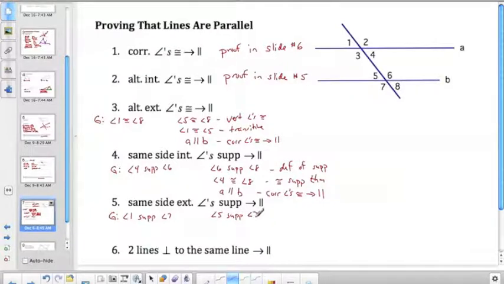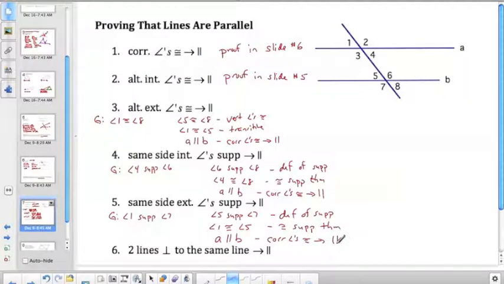Definition of supplementary. If angles 1 and 5 are both supplementary to angle 7, then angle 1 is congruent to angle 5 by the congruent supplement theorem. And angle 1 and angle 5 happen to be corresponding angles. And we know that when corresponding angles are congruent, we get parallel lines.